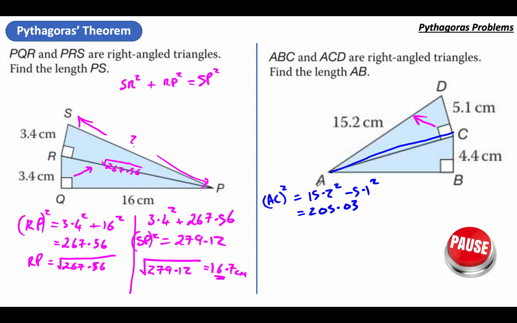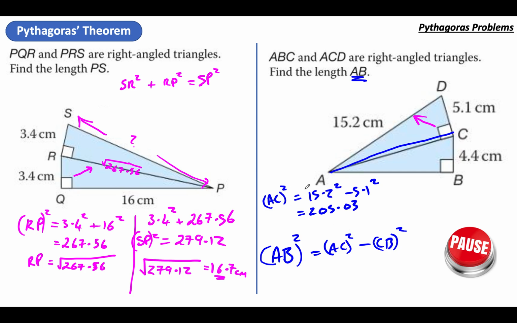Now let's think about what I want to do. That is this side squared. That's not how long that side is. I'd need to square root it, but I'm not going to. Because actually, if I want to find AB, which is the bottom of this triangle, the final length, which is what I need to find, that side squared will equal the long side squared, which is AC squared, take away this one squared, which is CB squared.